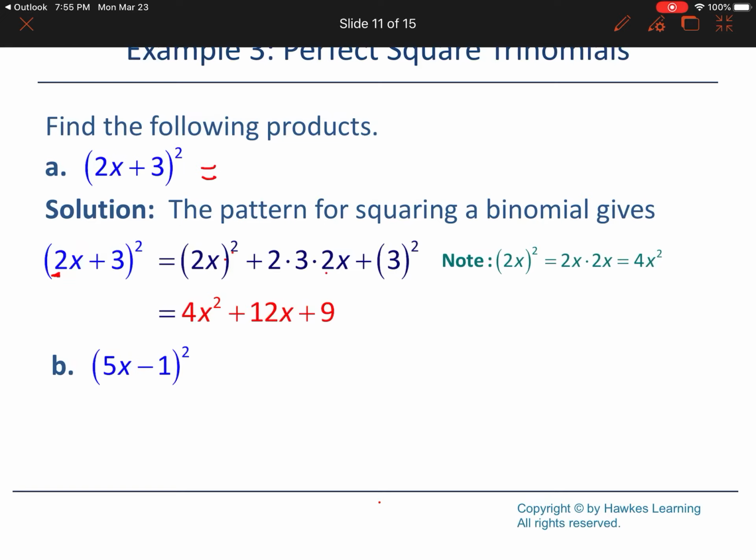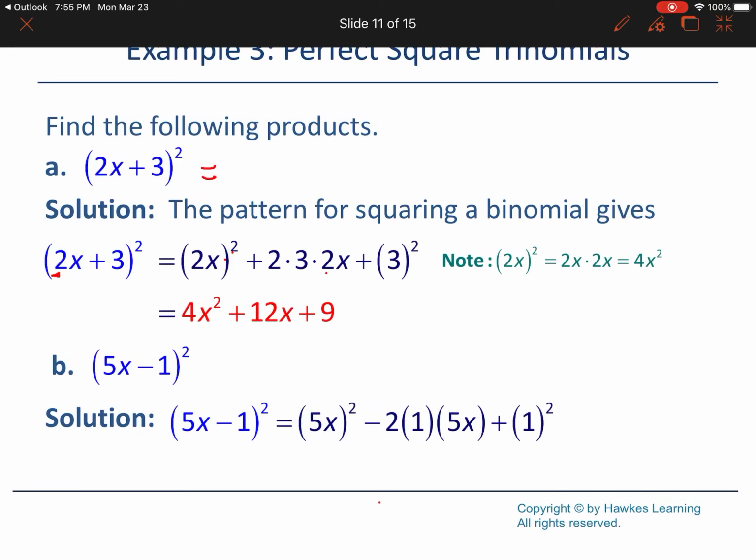All right, here's another one. I want you to pause the video. I want you to try this. And try doing it using the formula and not by using a square or the FOIL method. Just give it a shot and try using the formula. All right, so go ahead, pause the video. Okay, so hopefully you found it.